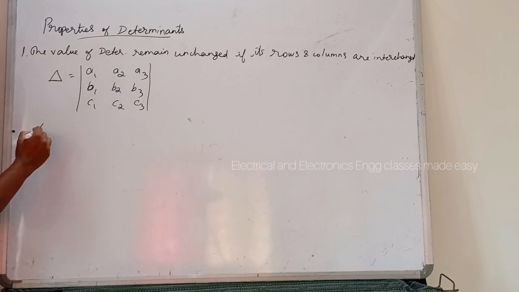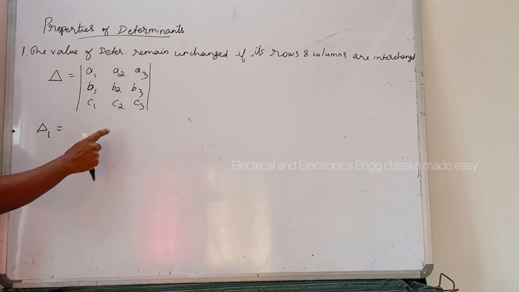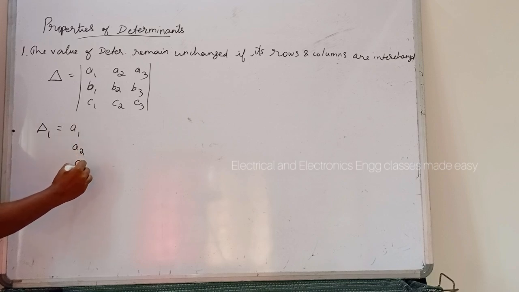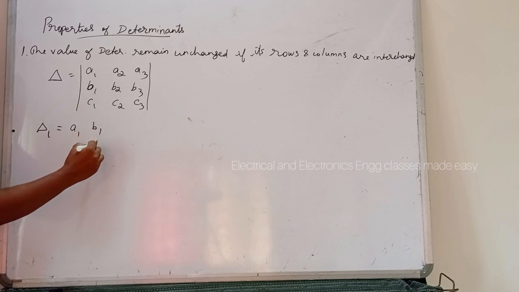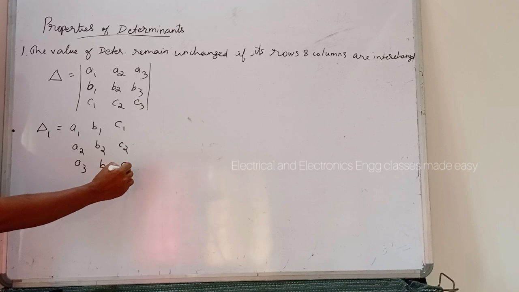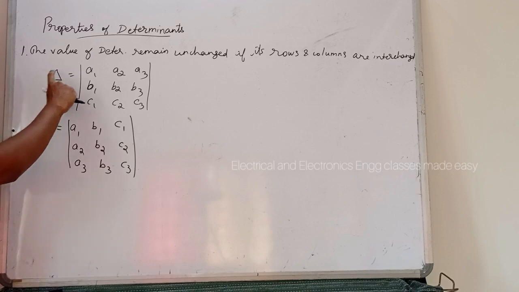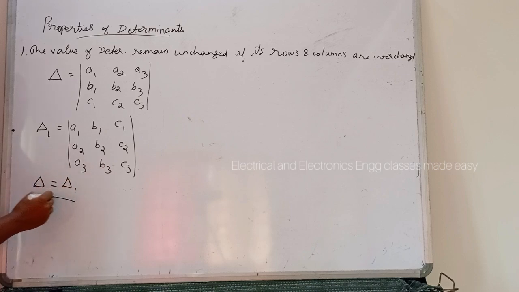Let delta 1 be equal to the determinant where we change the rows into columns. That is A1, A2, A3: the first row we changed into the first column, then the second row into the second column, third row into the third column. Then the value of determinant remains unchanged. That is, delta and delta 1 will be equal. That is delta is equal to delta 1.